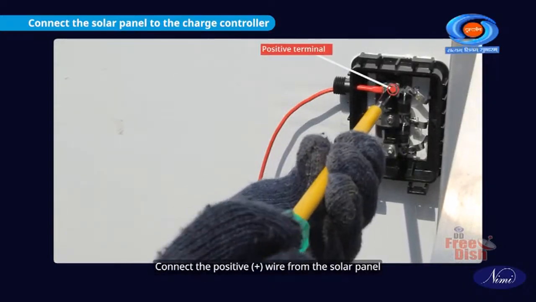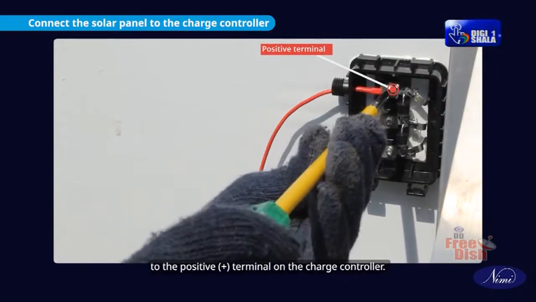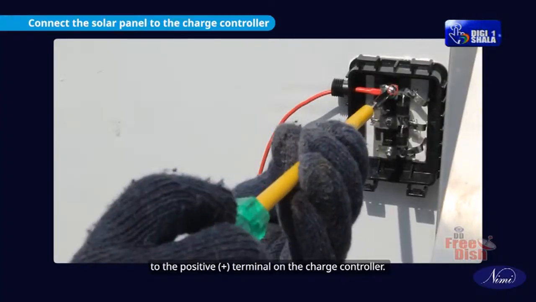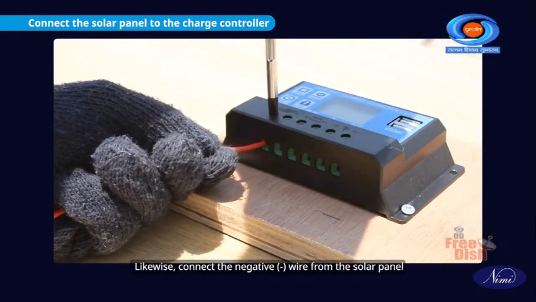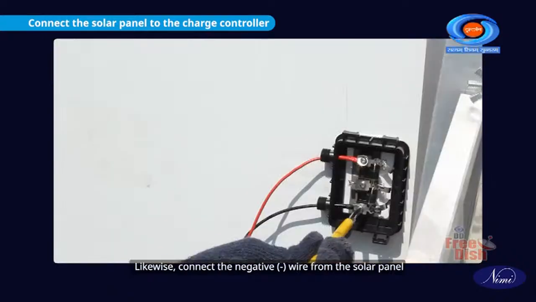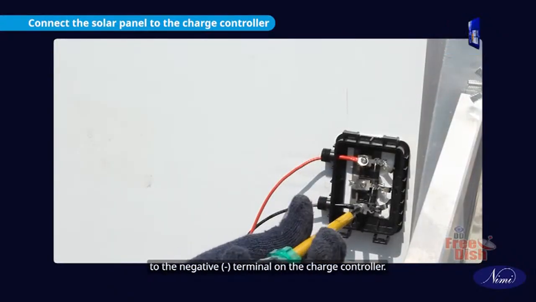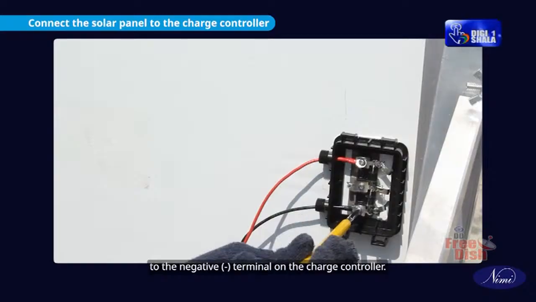Connect the positive wire from the solar panel to the positive terminal on the charge controller. Likewise, connect the negative wire from the solar panel to the negative terminal on the charge controller.